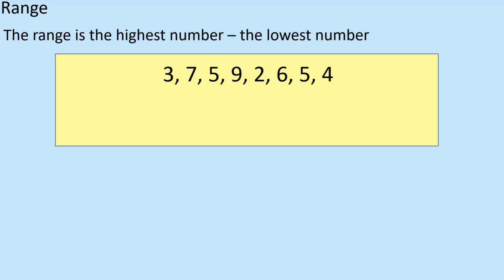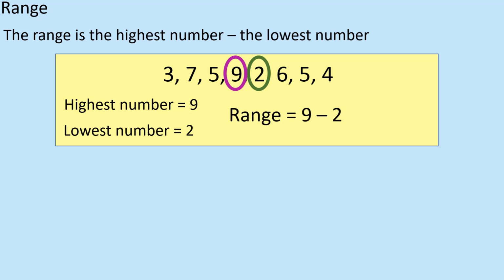So 3, 7, 5, 9, 2, 6, 5, 4, well, what's the biggest number? 9. What's the smallest number? 2. So those are the two key numbers that I'm after. Everything else fits in between. So my range is 9 take away 2, which is 7. Well, that means there's a range of numbers between 2 and 9, which is 7.